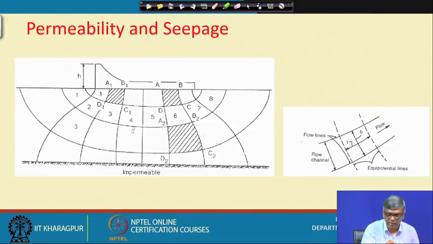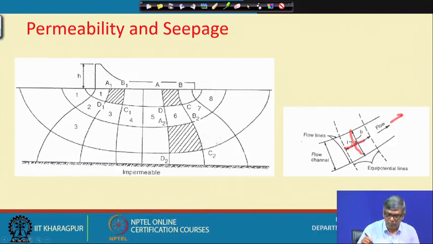From here, one element can be shown in a large view. Suppose this portion is L, and this portion is B. So, with L and B dimensions, from a flow line I took only one element, having length L and width B, and flow is taking place in this direction. So, what is the area through which flow is taking place? B times 1, supposing I take unit width. So, B times 1 is the area through which flow is taking place.